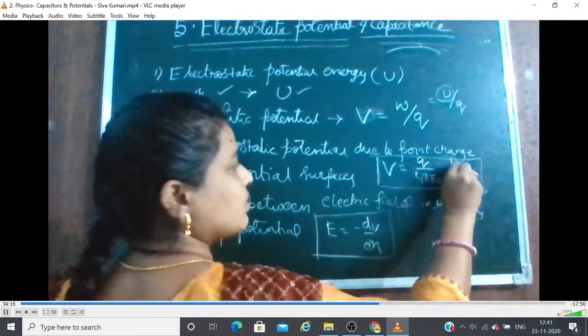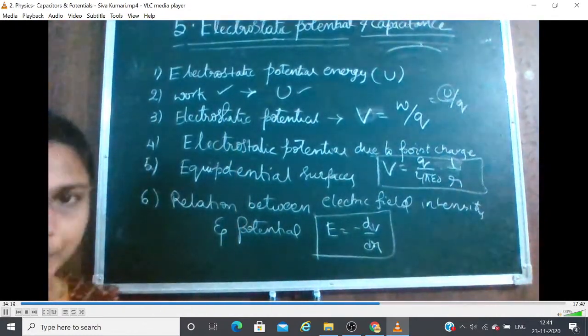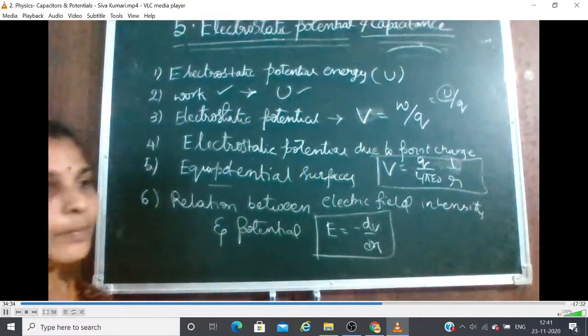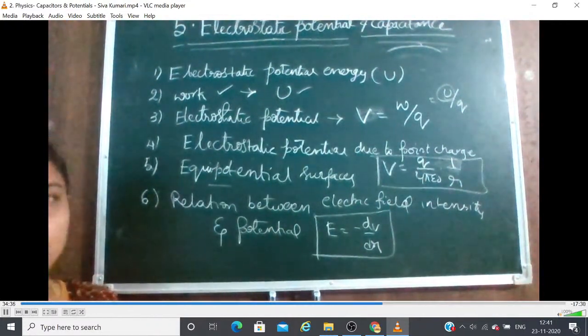This V is equal to Q by 4 pi epsilon naught into 1 by R, the electrostatic potential due to a point charge. And also the equipotential surfaces are very important. The points which are related to the equipotential surfaces are very, very important for you.